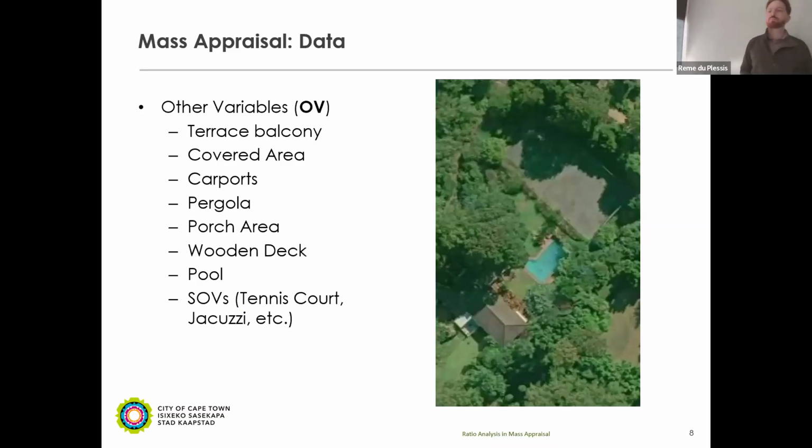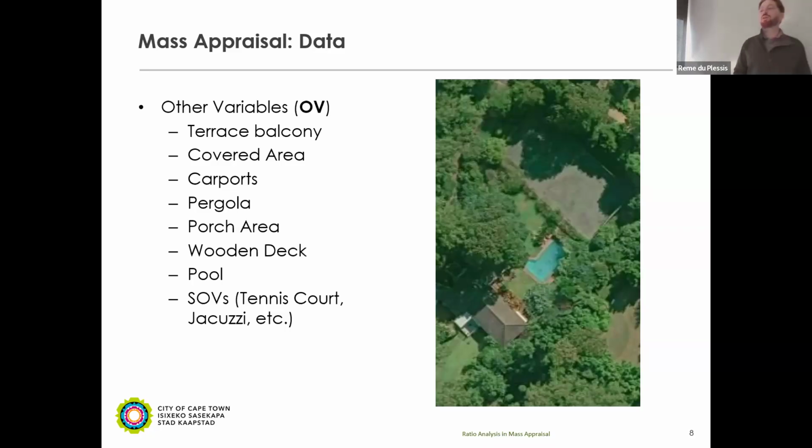And then lastly, other variables. These are your verandas, your pergolas, all those things, as well as your pools and some seldom-occurring variables like tennis courts and jacuzzis, etc. I mention these because they do throw a bit of a spanner in the works when we go about it, but that makes up the data that we use.